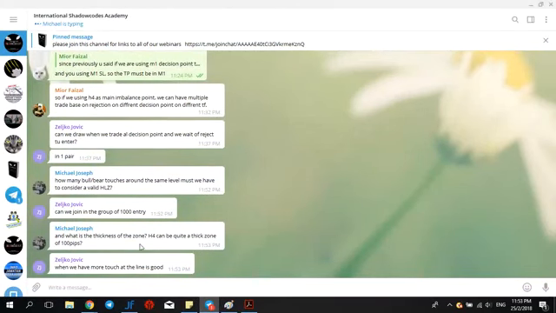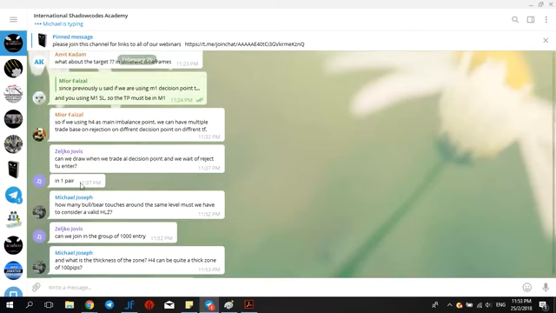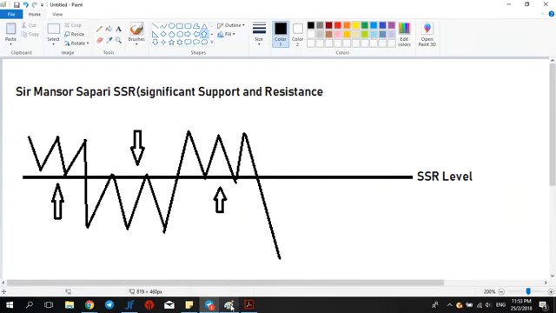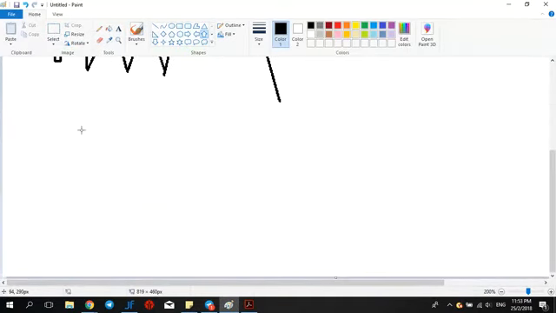And what is the thickness of the zone? H4 can be quite a thick zone of 100 pips. How many bull bear touch around the same level must we have to consider? Okay. So this is a good question. Let me copy this. Okay. So this is the question.